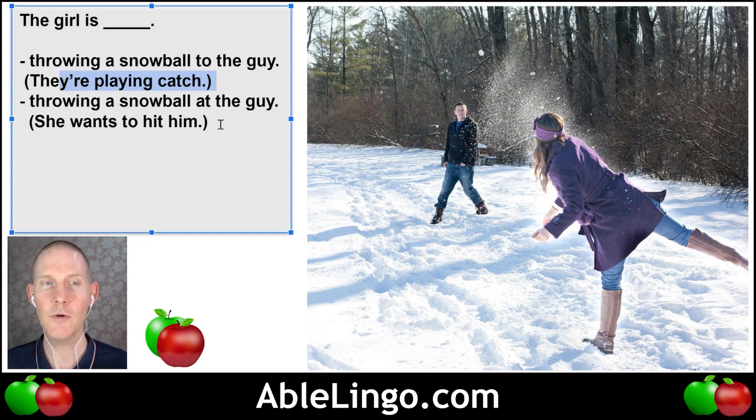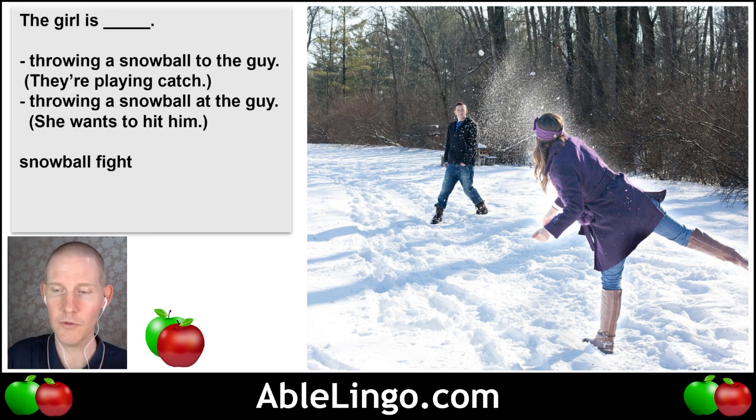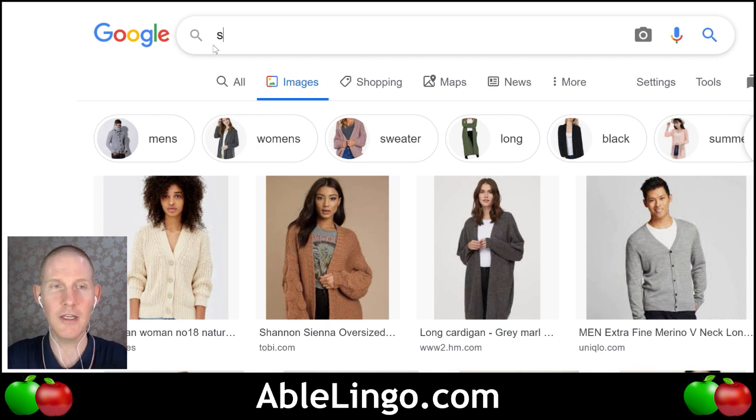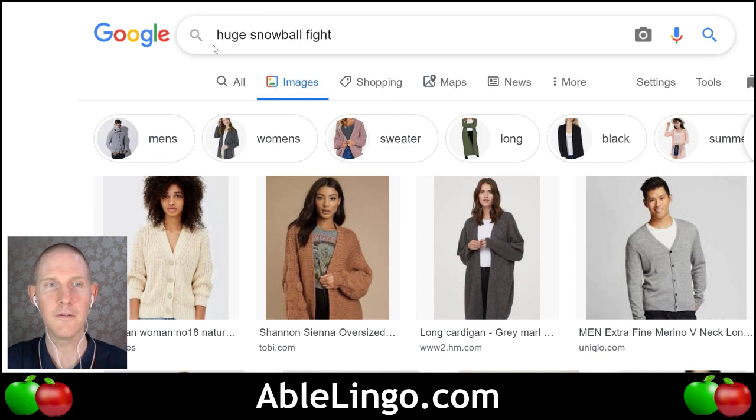But if you have like a snowball fight, then you're going to say that you're throwing the snowballs at people. You're trying to hit them, right? So let's get a visual of snowball fight. Because this one with two people, it's just not that exciting. So we'll put huge snowball fight.